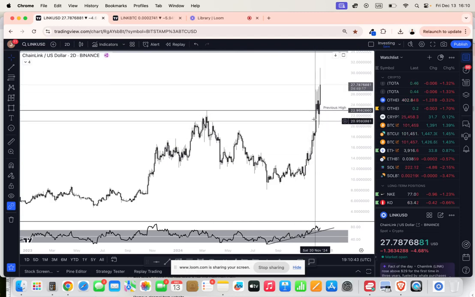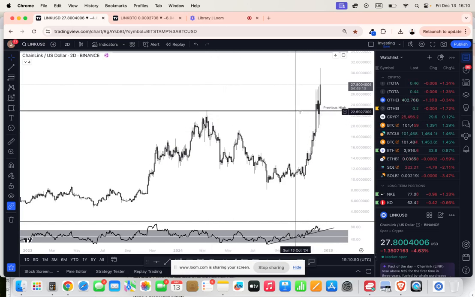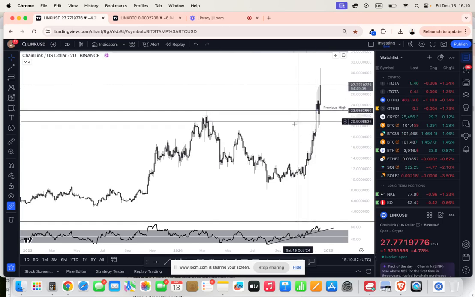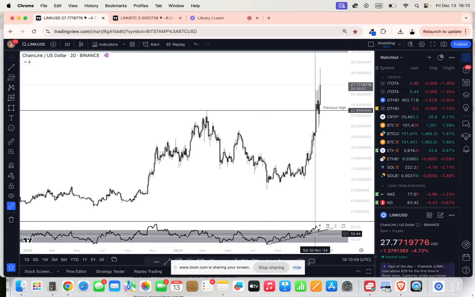And when you see these long wicks down to the bottom, it signifies a lot of buying pressure, especially if you see that at a support level as well. So honestly, things are looking up to the upside for Chainlink here. It's also reflected in our RSI on the 2-day time frame. We've got a strong uptrend here with no divergences on the 2-day time frame.